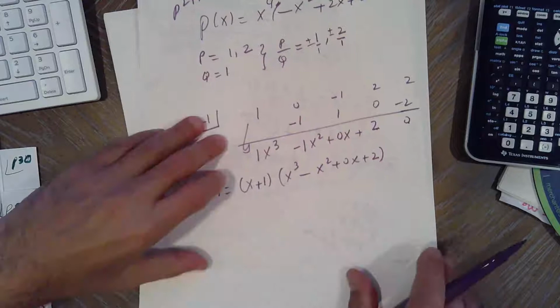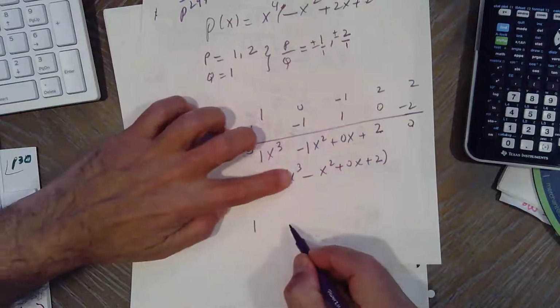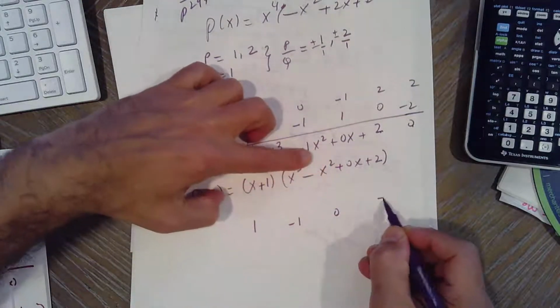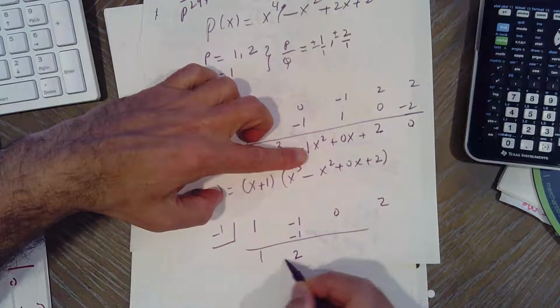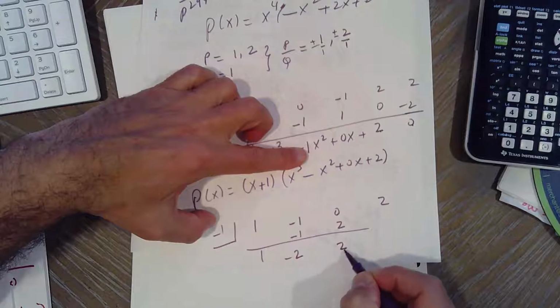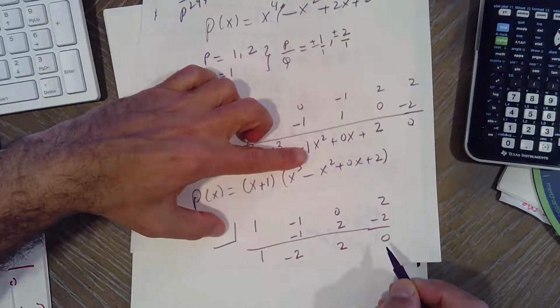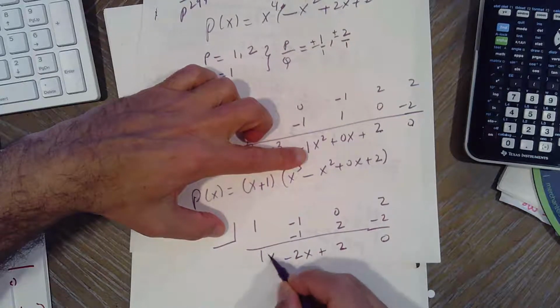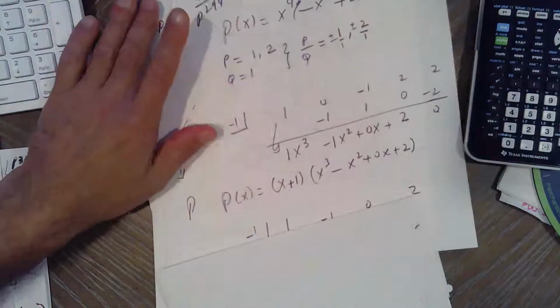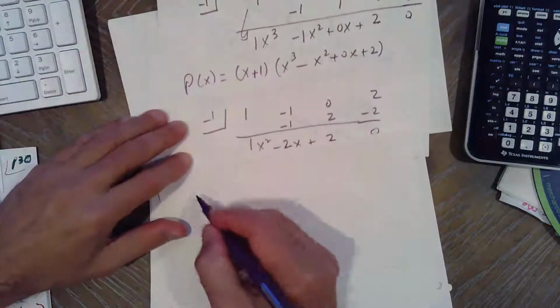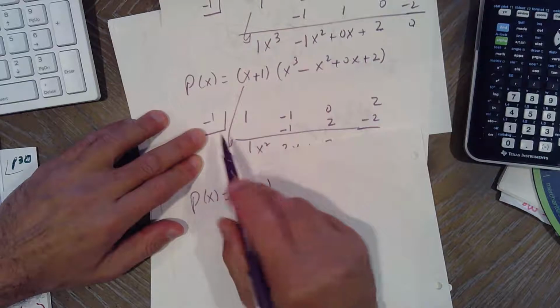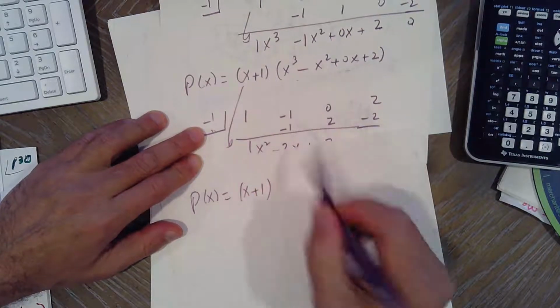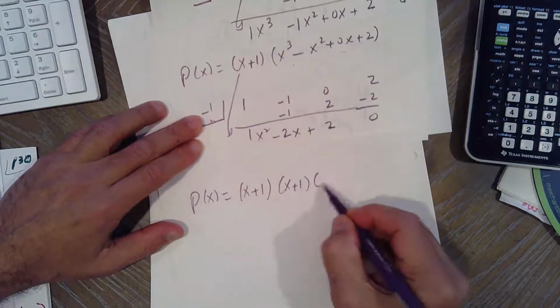So it looks like negative 1 again is a 0, so let's try that. 1, negative 1, 0, 2, divide by negative 1. That's negative 1, that's negative 2, 2 plus 0 is 2, perfect. So p of x equals, we already have x plus 1. Now negative 1 is a 0 of this, so x plus 1 is a factor and the other factor is x squared minus 2x plus 2.